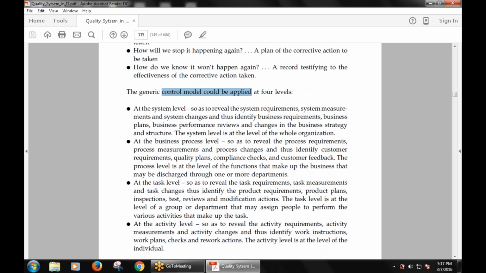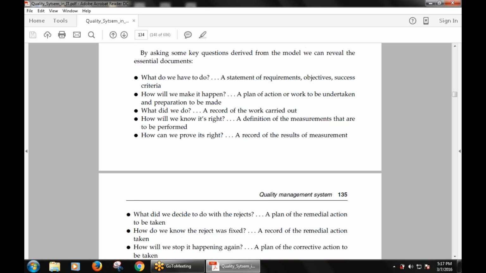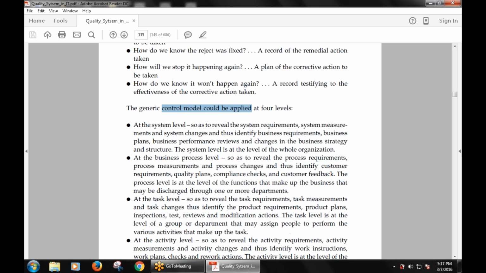Now, what are the various levels this model is applied to? The first is the system level. That means it is applied to reveal the system requirements, system measurements, and system changes. It is also used for identifying the business requirements, business plans, and business performance. Whatever the business objective, it is reviewed, and that leads to a change in the business strategy and structure at the system level.